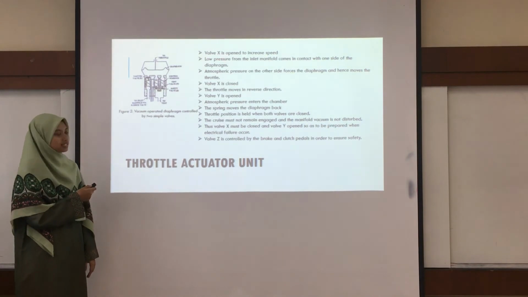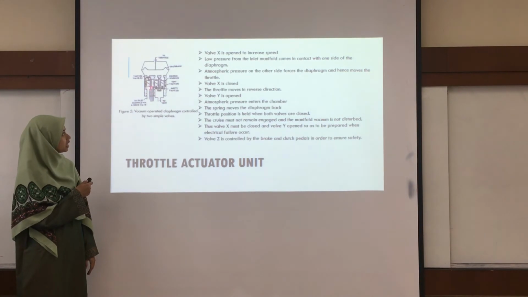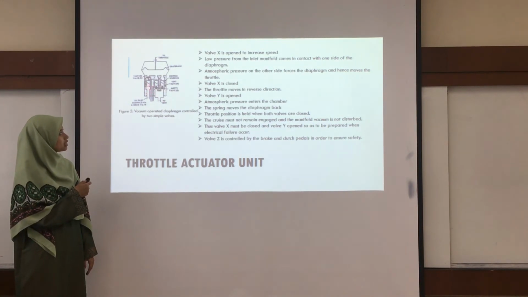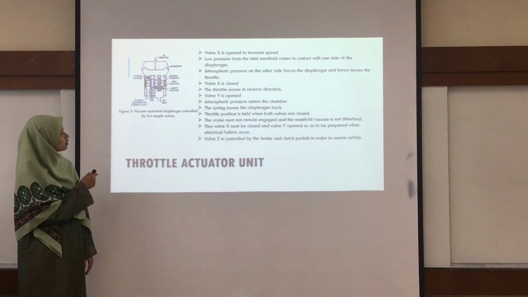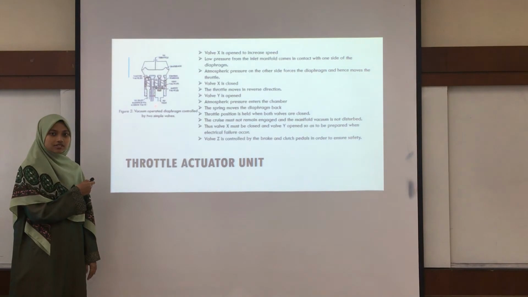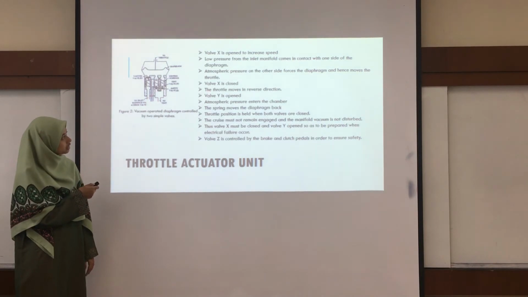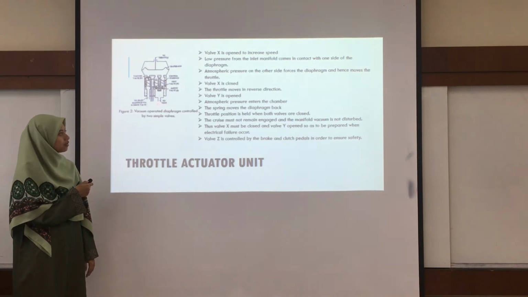Firstly, valve X is opened to increase the speed, and then low pressure from the inlet manifold comes in contact with one side of the diaphragm. Atmospheric pressure on the other side forces the diaphragm and hence moves the throttle here. And then when valve X is closed, valve Y is open, and then the throttle moves in reverse direction. Atmospheric pressure enters the chamber here, and then the spring moves the diaphragm back. Throttle position is held when both valves are closed.